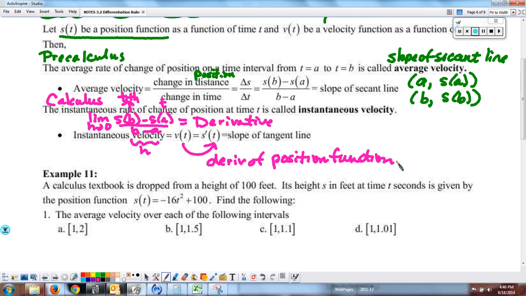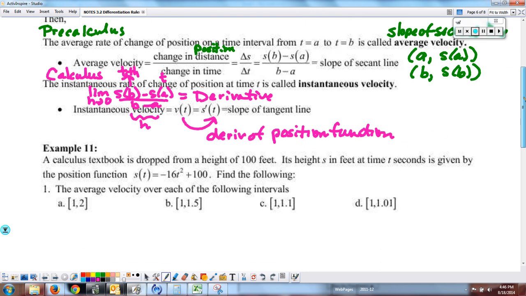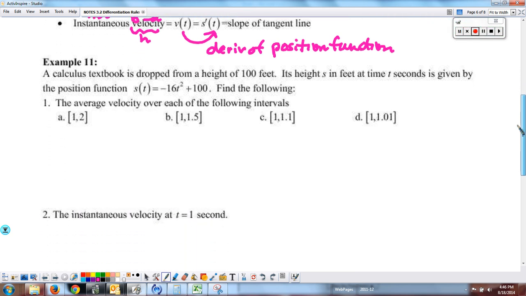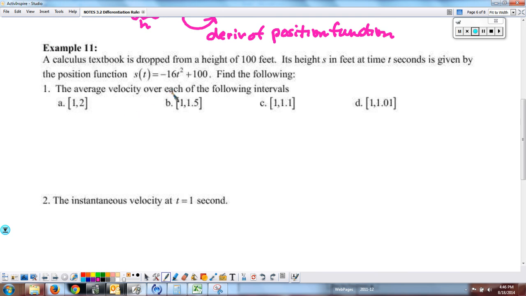Now what you really want to do is pay attention to what they're asking you for when they have problems in this, because you will need to know whether you're using the position function, or whether you're using the derivative of the position function for velocity. So for example, let's look at our calculus textbook. We're going to drop it from a height of 100 feet. They're giving you the position, its height in feet at any time in seconds, and here's my function, okay? And then they're going to have you find the following. Let's talk about this function. It should not surprise us that s of 0, if I were to plug in 0, I would get 100. This is my initial position.